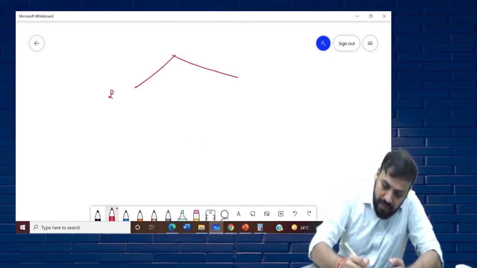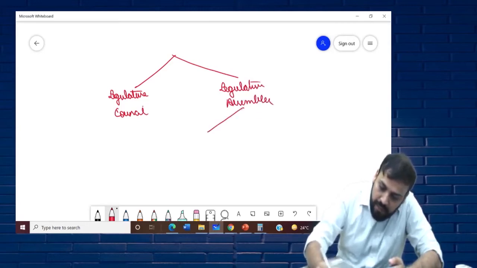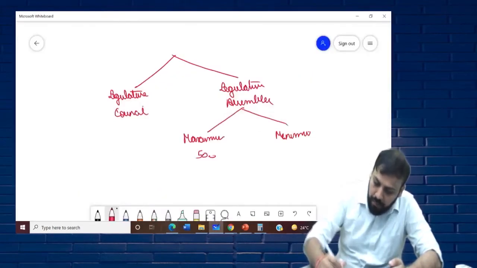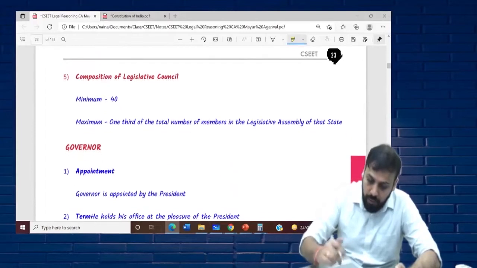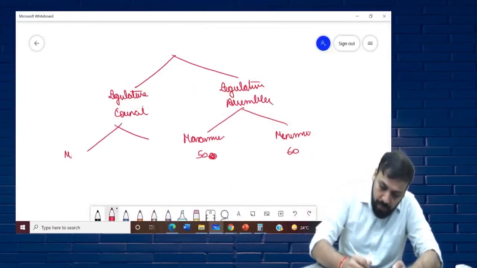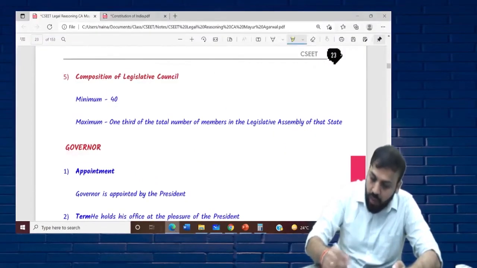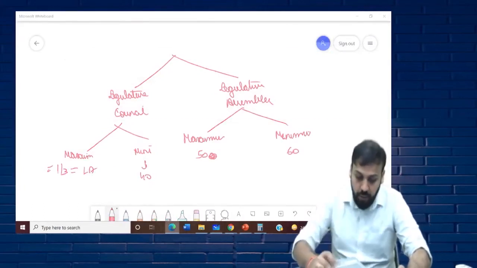At state level there is a legislative council and a legislative assembly. In the assembly, there is a maximum and a minimum. Maximum is 500 and minimum is 60 for the assembly. And what about the council? Minimum is 40 and maximum is one third of the total strength of the legislative assembly.